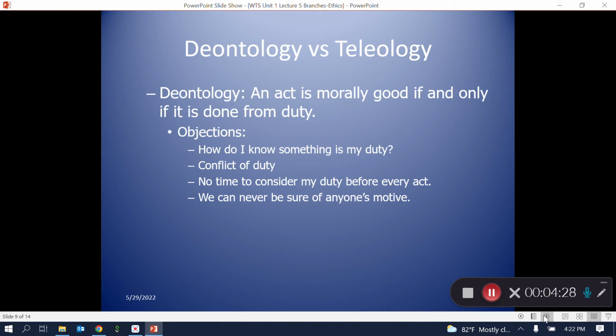Among objections to deontology are, how do I know if something is my duty? And what happens if I have a conflict of duty? And there are many times I don't have time to consider my duty. Also, we can never be 100% sure of anyone's motive, including our own.